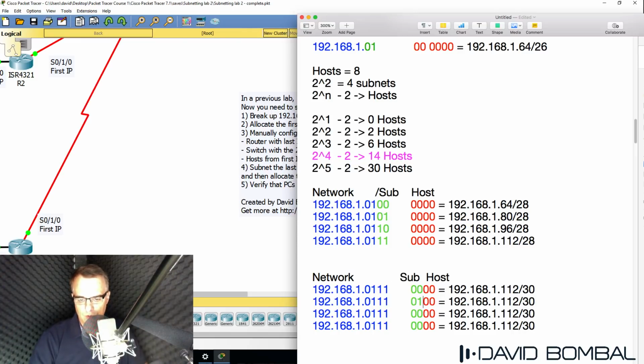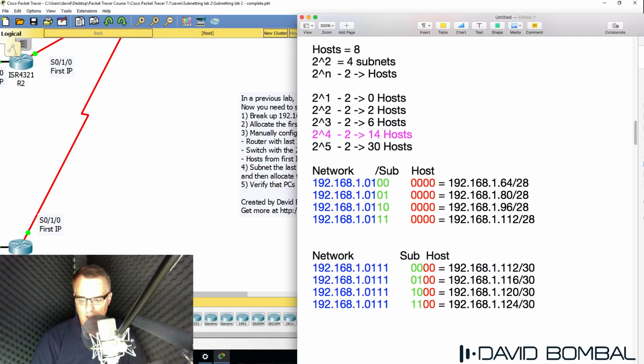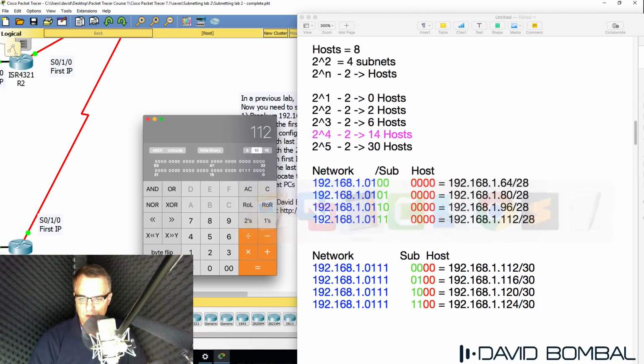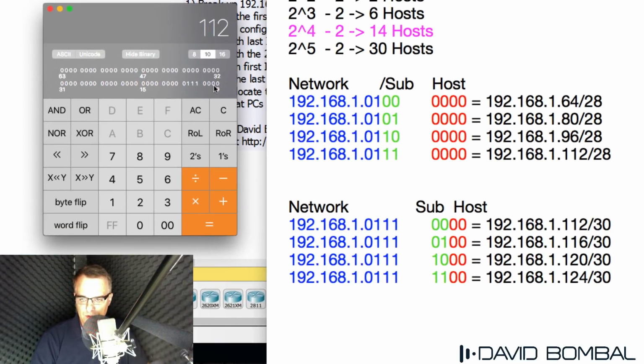Next network would look like that. Just go through the binary combinations. So in decimal, that's a 4. So it'd be 16, 20, 24. And we could once again verify that by using a calculator. So 112 looks like that in binary. 116 looks like that, which is correct.